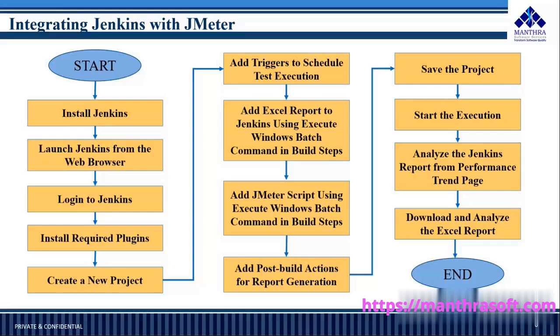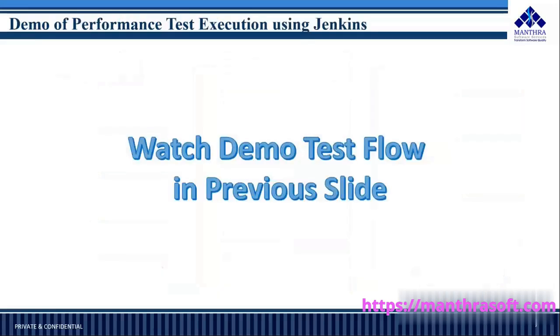10. Save the project. 11. Start the execution. 12. Analyze the Jenkins report from performance trend page. 13. Download and analyze the Excel report. Let's see the demo of performance test execution.